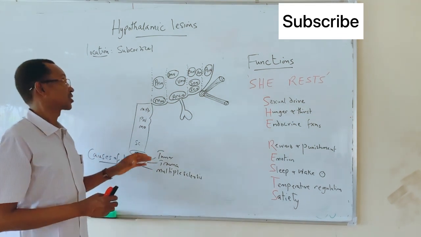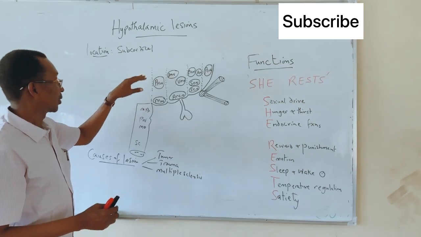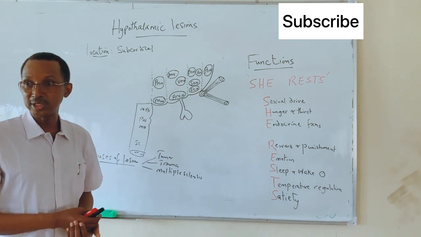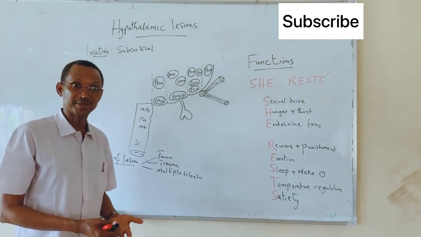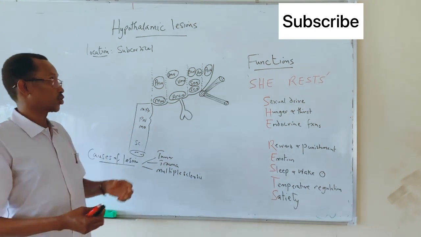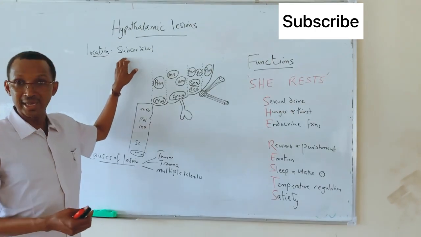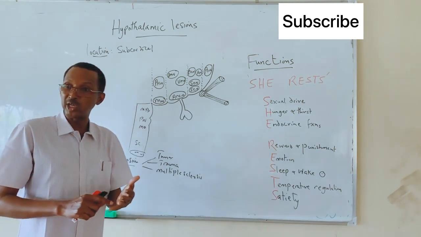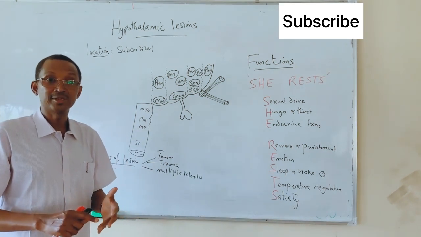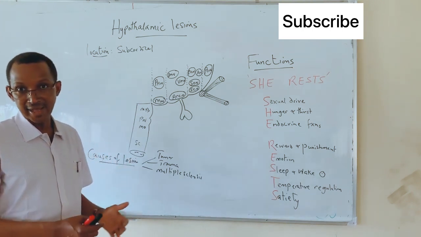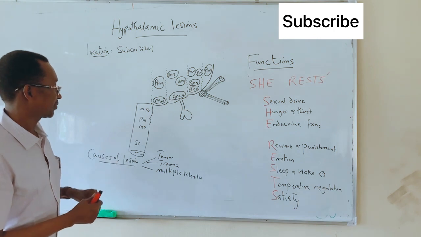These hypothalamic nuclei are also within the substance of the cerebral hemisphere. That means they are below the cerebral cortex, so they are also subcortical. When you are asked about the subcortical structures, we make mention of the basal nuclei, the thalamus, the hypothalamus, and other structures related to that.